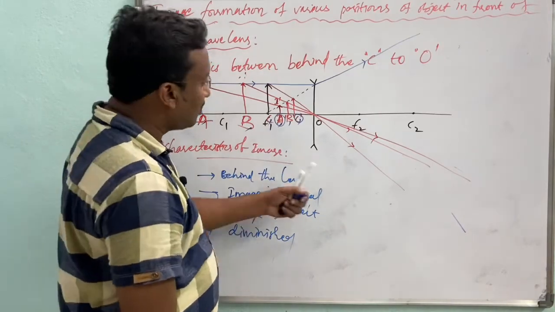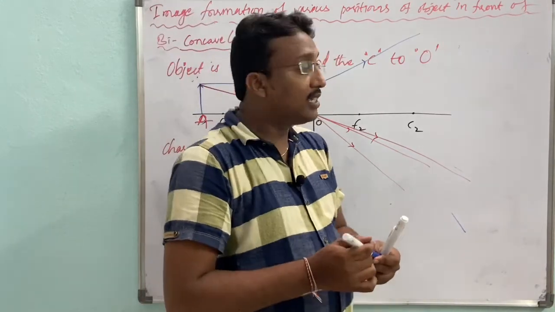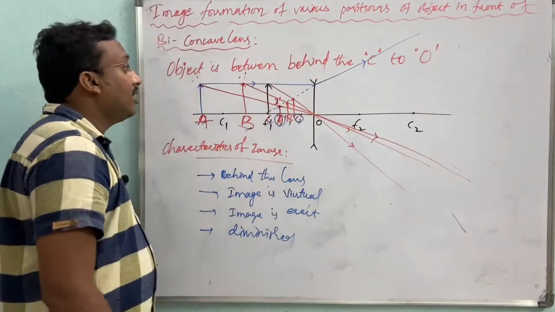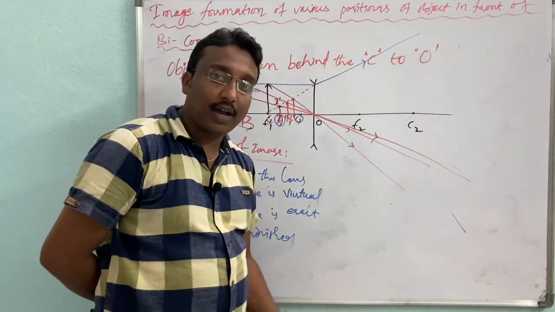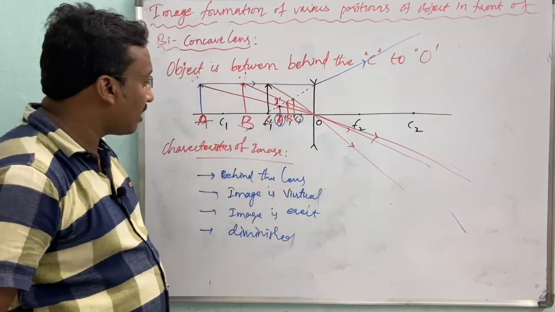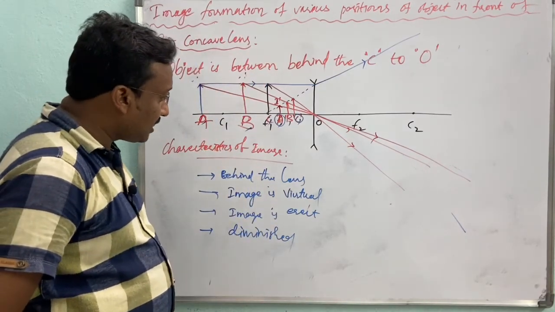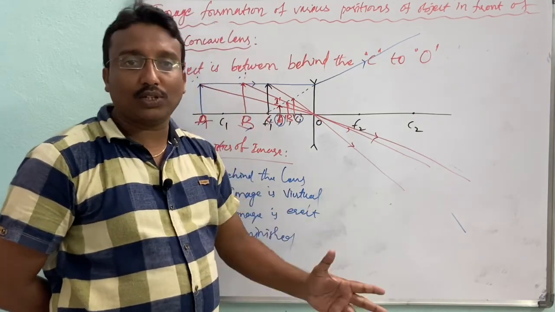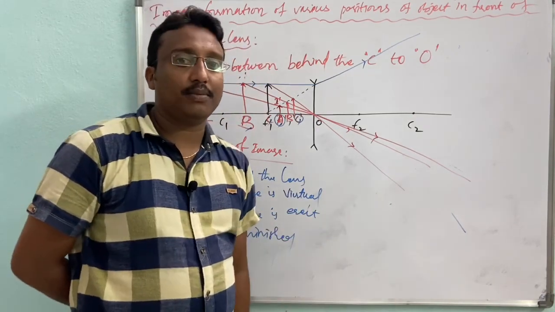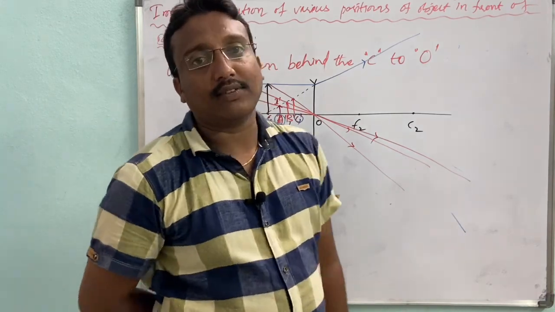Got it? So that's why. Then what you have to notice from this ray diagram is that the concave lens, the biconcave lens, always produces a virtual, erect and diminished image. Got it? This is our class.